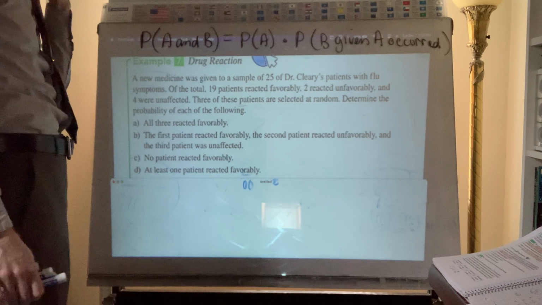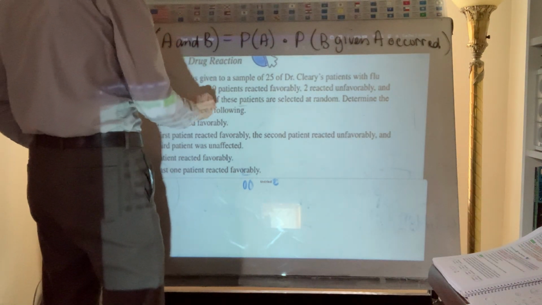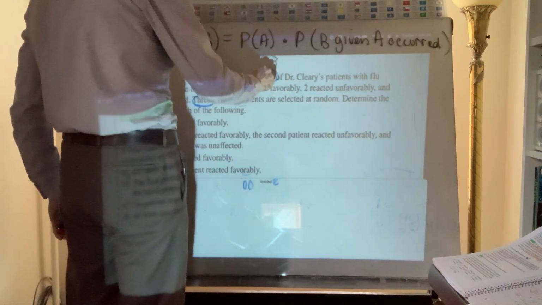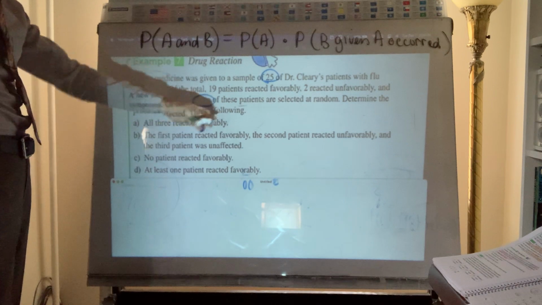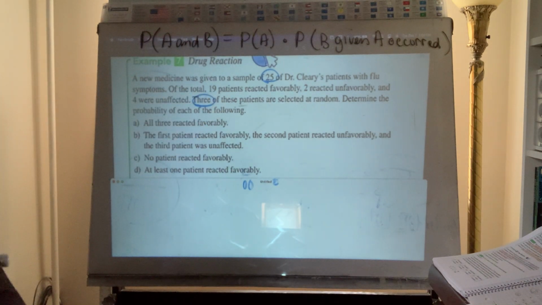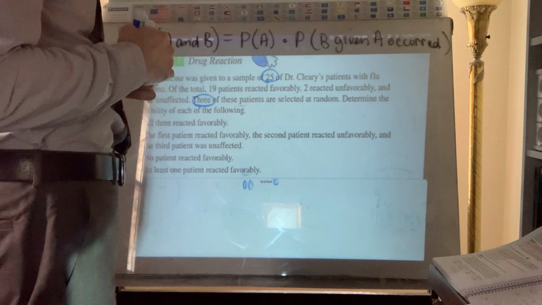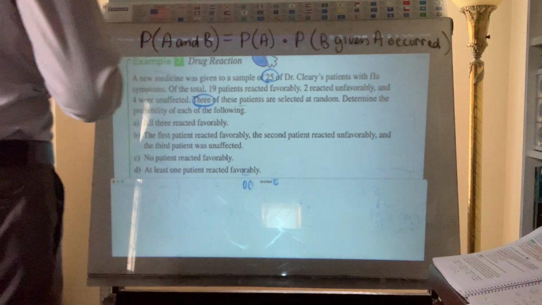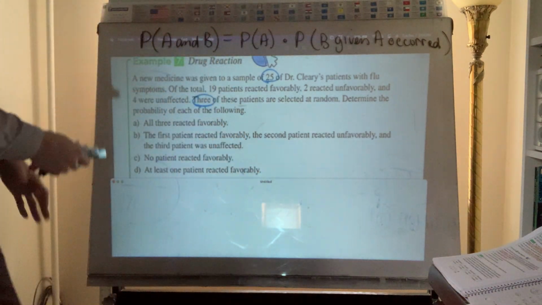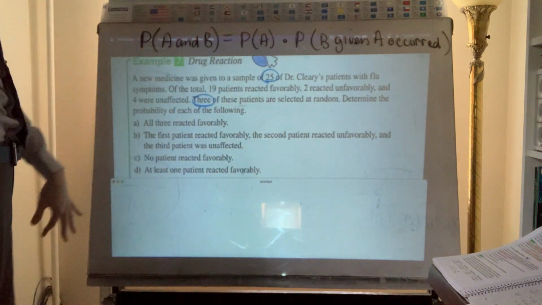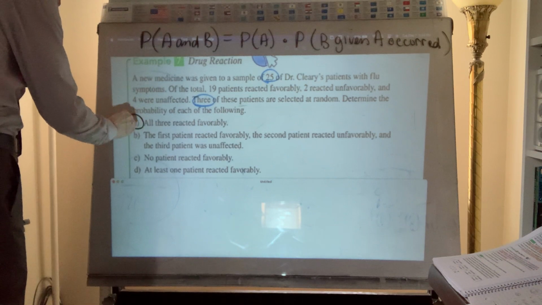3 of these patients are selected at random. Okay, this is important. 3, and there's 25 total. Determine the probability of each of the following. I'm going to have to erase a lot, so I'm going to do this down here and then unfortunately erase it immediately after. But we're going to be doing A here first.